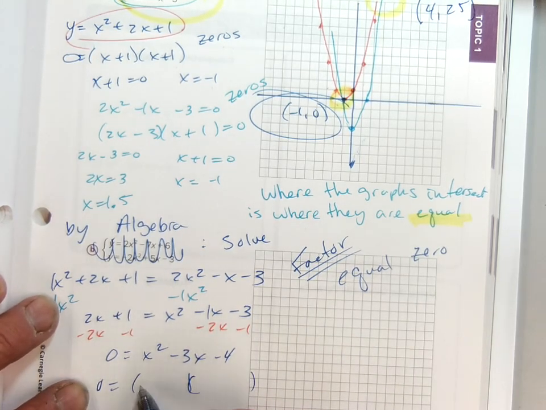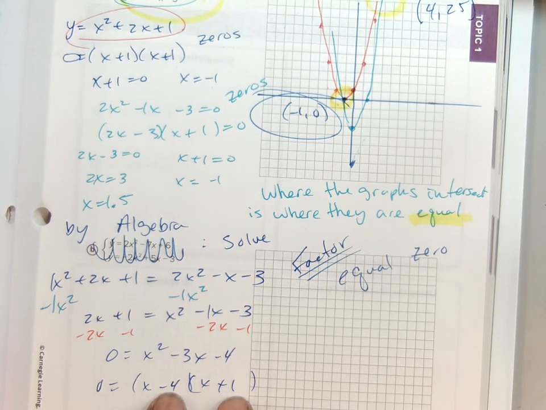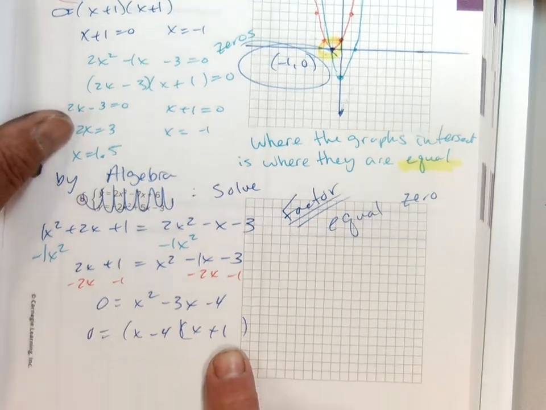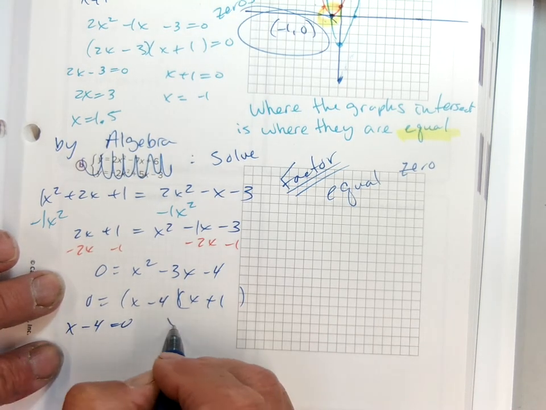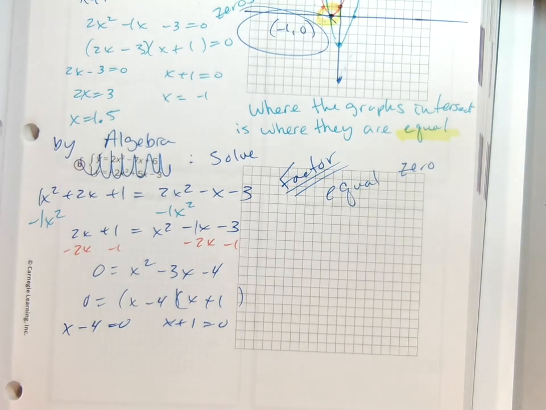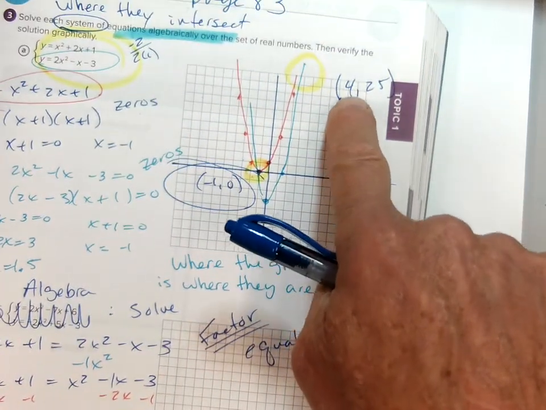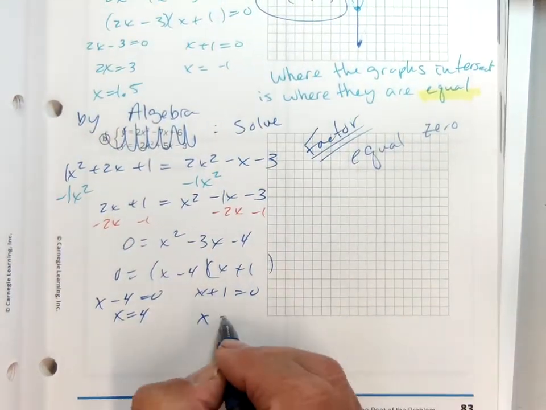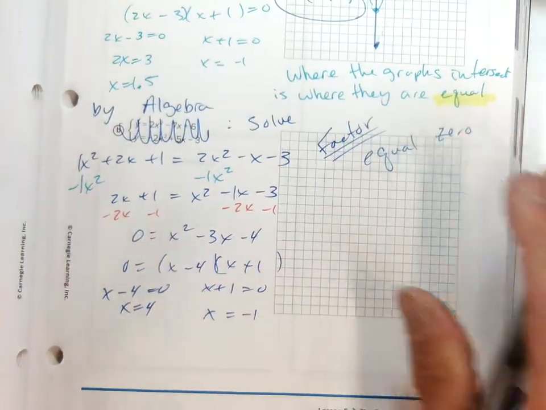And that will factor. Multiples of negative 4: negative 4 and positive 1 will multiply to make negative 4, but add to make negative 3. Now what I'm going to do next is my mini equations. So I get x minus 4 equals 0 and x plus 1 equals 0. We're in Algebra 2, so solving is pretty easy. Plus 4, one answer is x equals 4. Minus 1, x equals negative 1.